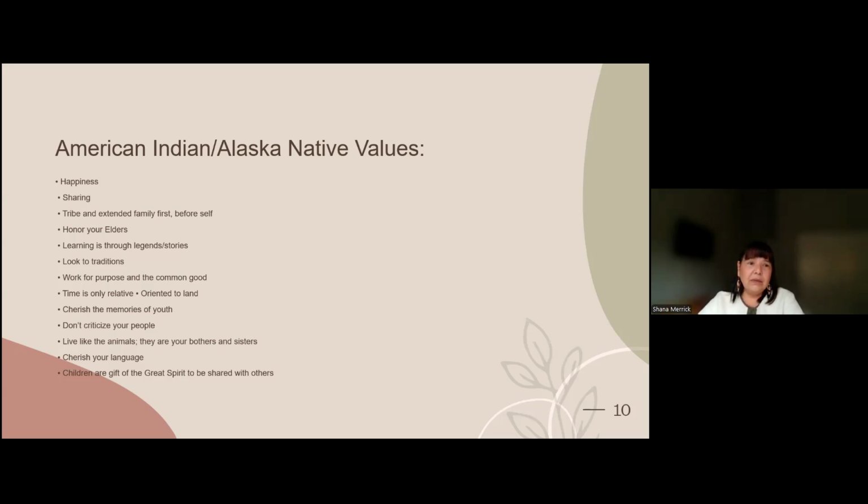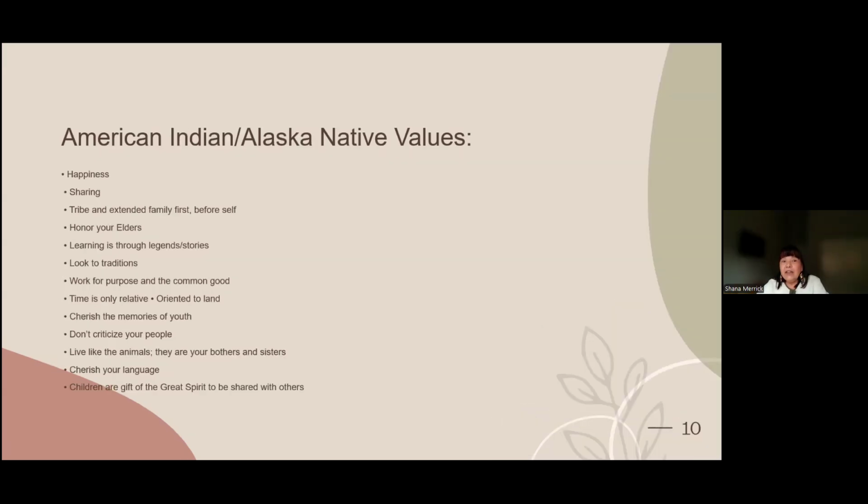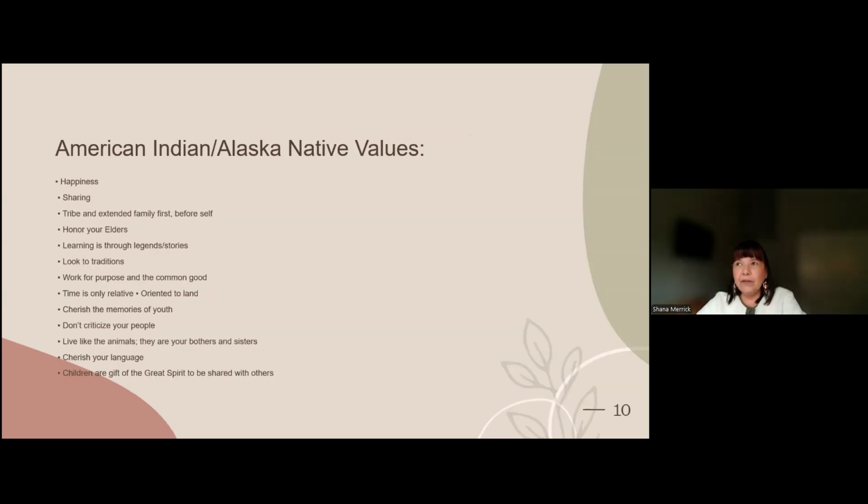Happiness and laughing, sharing and gift giving is a giveaway. Those are big parts of the culture. Extended family before self. Within my Omaha family structure, first cousins are all considered brother and sister. And on the Omaha side of my family, I have 51 first cousins, so I have a lot of brothers and sisters. There isn't really this use of the word cousin; it's grandfather, grandmother, aunts, uncles, and brothers and sisters. So it just tightens how family is viewed.